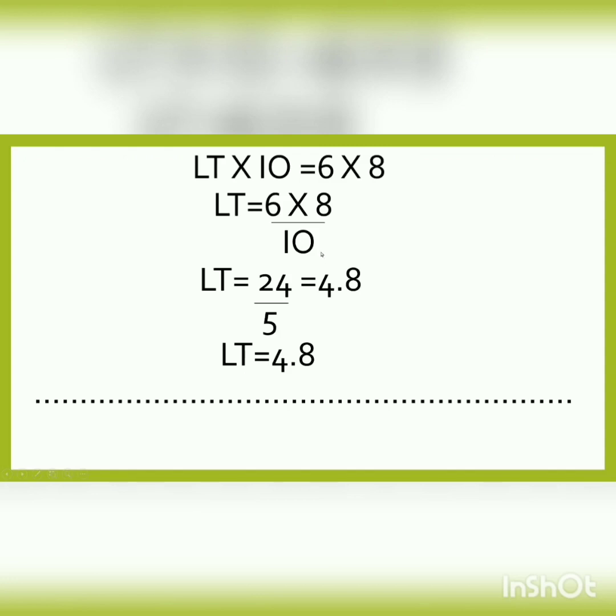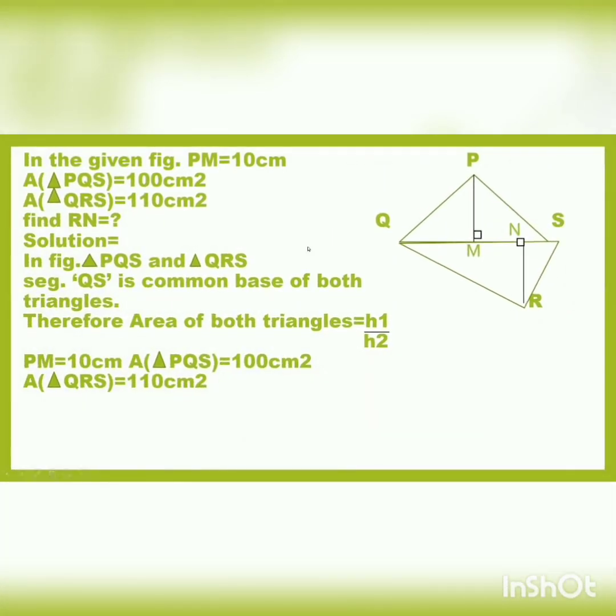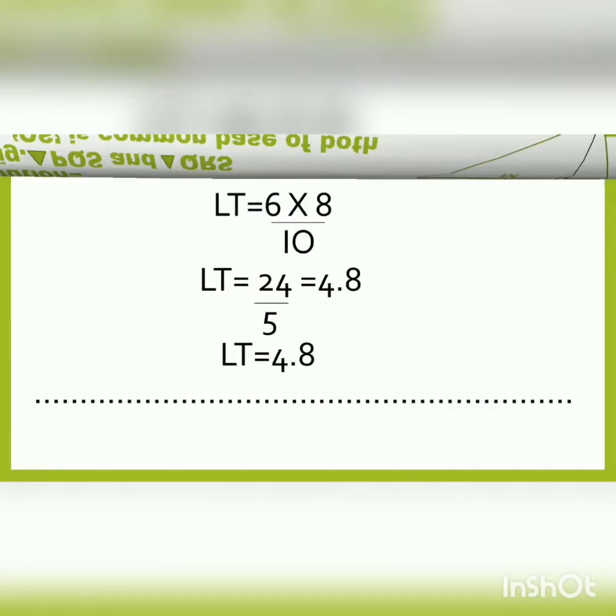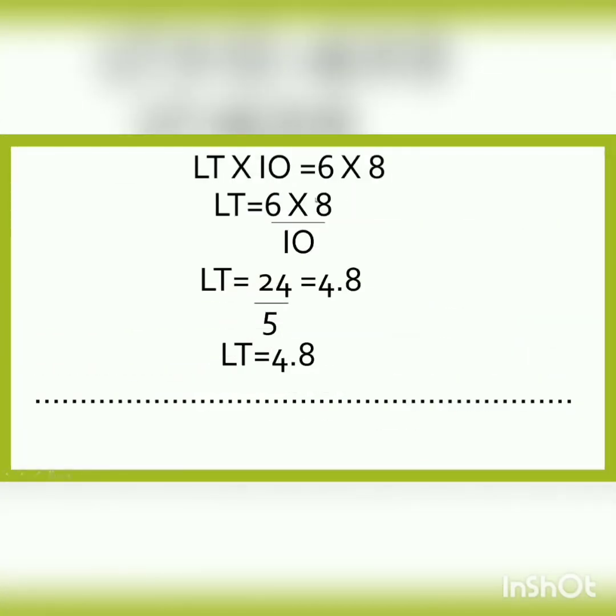Here, I divide 10 by 2 and 6 by 2. 2 threes are 6, 2 fives are 10. Therefore, 3 eights are 24 upon 5. After dividing 24 by 5, LT is equal to 4.8.